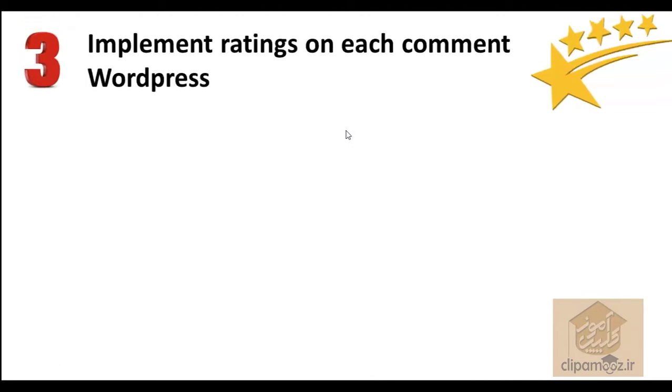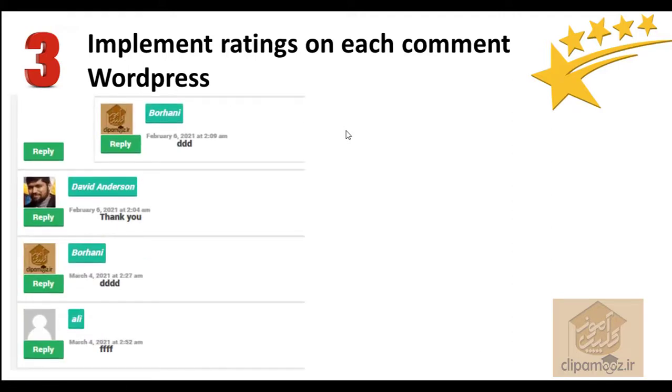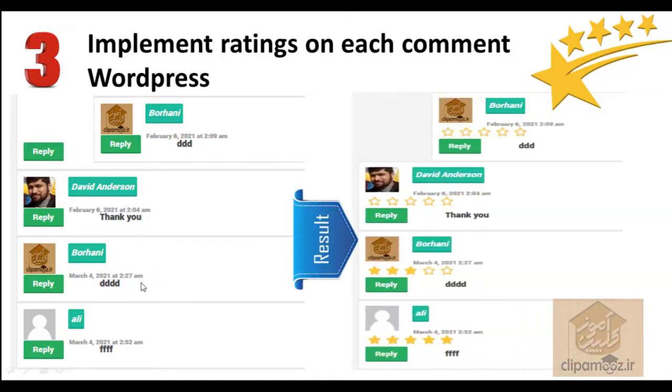Continue. Number 3. Implement rating on each comment WordPress. For example, you see all of the comments, and in each comment you see the added comment rating. Okay.